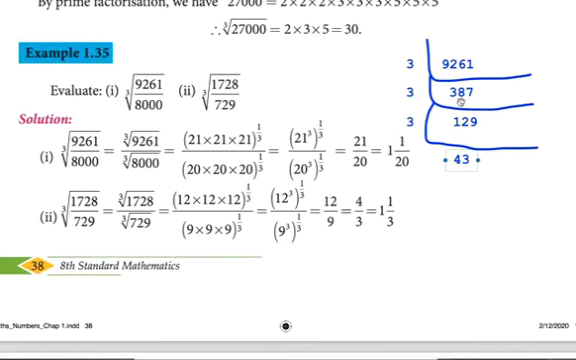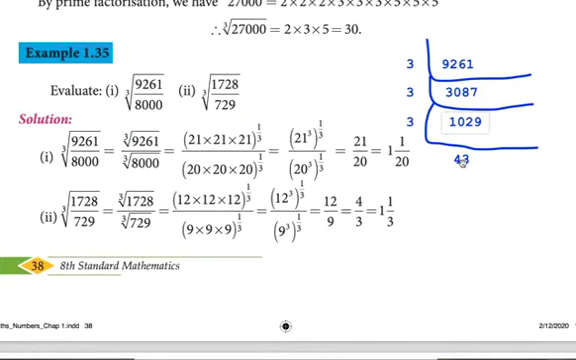Where? Here. 0 must come here: 3087. This is not 387, it is 3087. Because this number is not going by 3, this small number has two digits, so 0 must come here. 3 7s are 21, 3 8s are 24, 26. Yeah, that is correct. Now this becomes 1029.